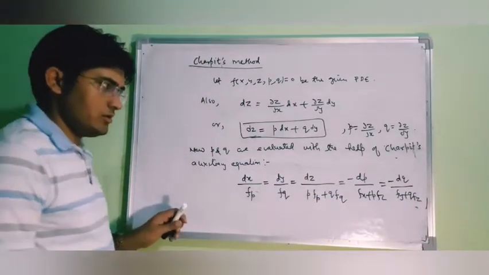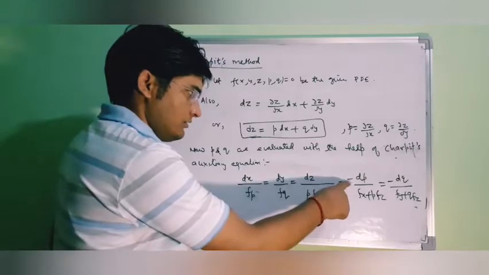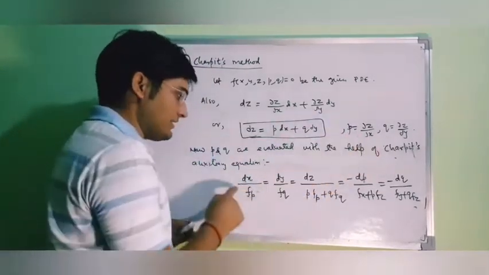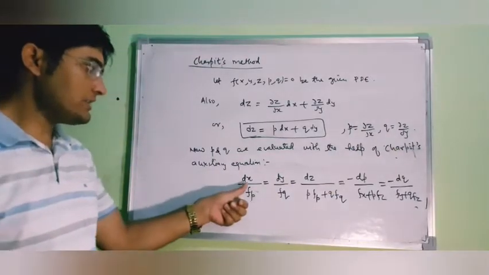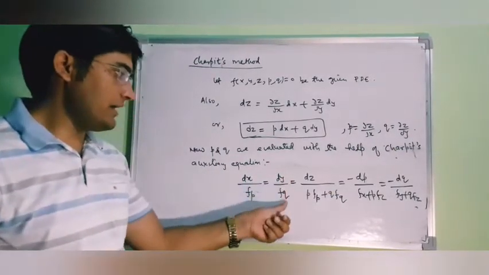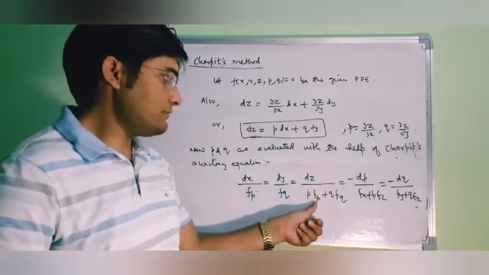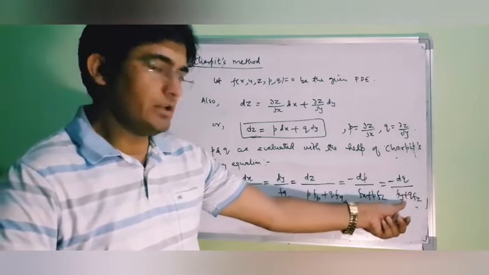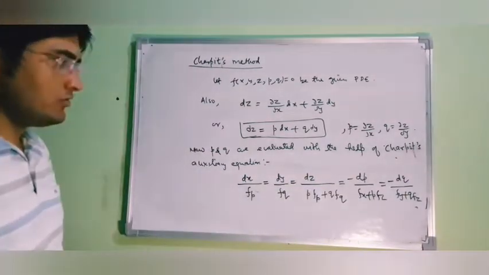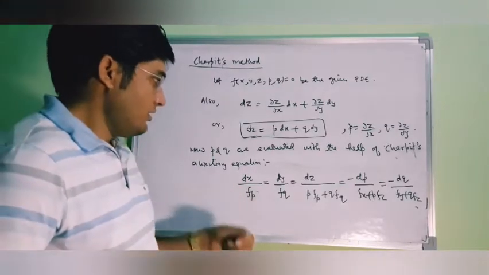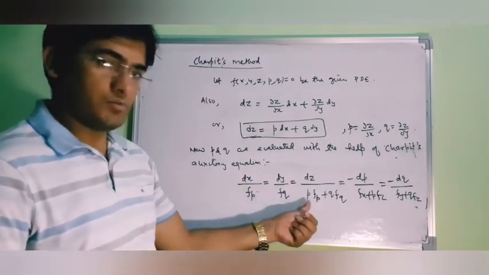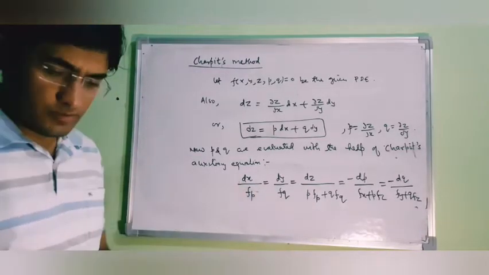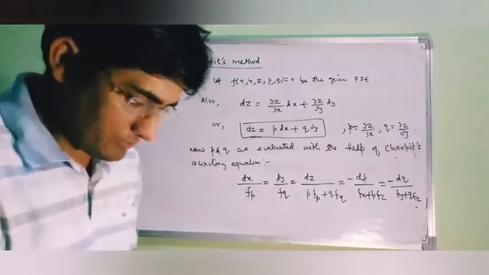Now some authors write the minus sign differently. If you multiply this whole equation by the minus sign, then we will get dx upon minus fp equal to dy upon minus fq equal to dz upon minus p fp minus q fq equal to dp upon fx plus p fz and dq upon fy plus q fz. That is another way of writing this equation, but it is easy to learn this formula, so I will deal with this formula. So let us solve a few questions related to Charpit's method.